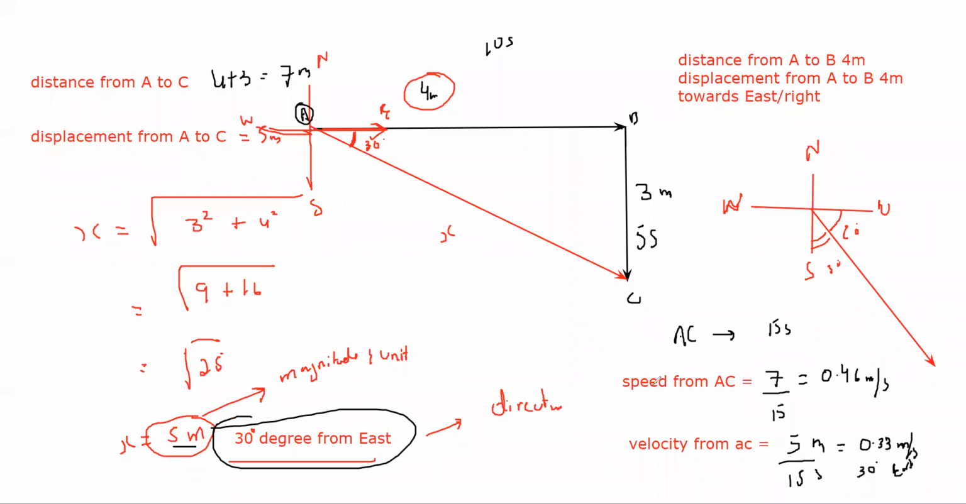Is it clear? So when we calculate speed, if an object is moving in a straight line, that time speed and velocity are the same. But if the object is not moving in a straight line, speed is distance divided by time, whereas velocity is displacement divided by time.